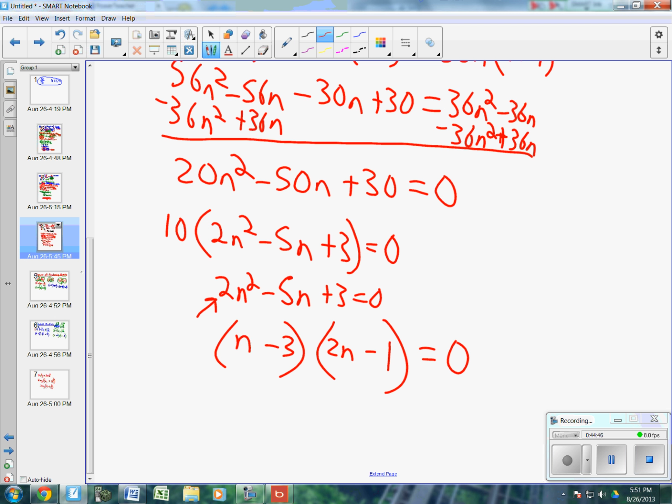The reason being is if we multiply these back together, my two middle terms: n times negative 1 is negative n, and negative 3 times 2n is negative 6n. When I add them together, I get a negative 5n for the middle. So I know that's right.